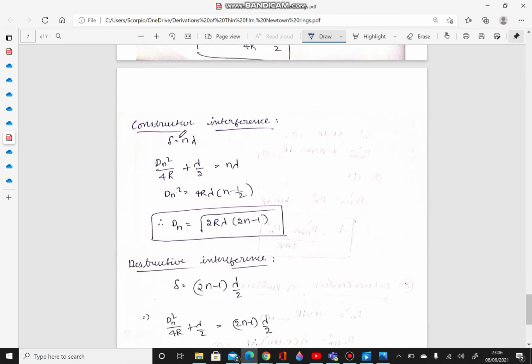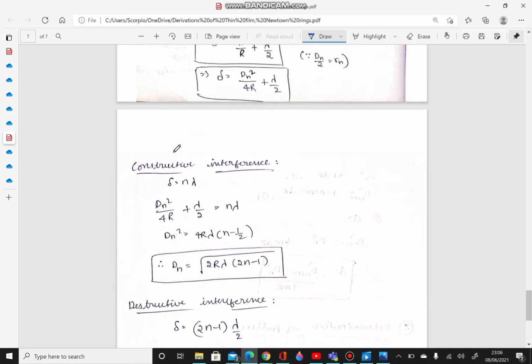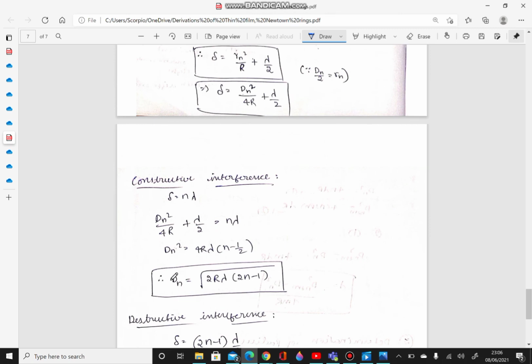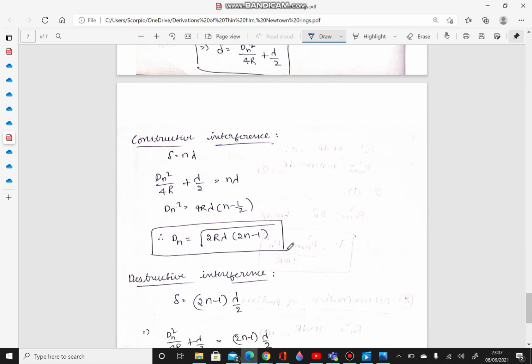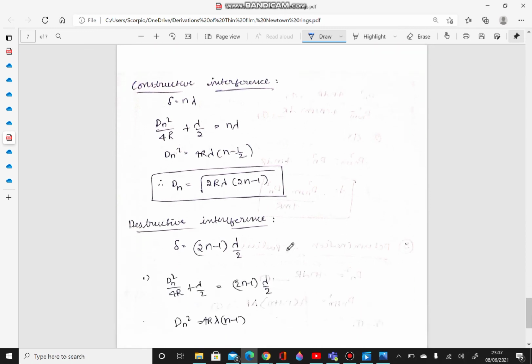And like we saw before, we will also consider the cases of constructive interference and destructive interference. Here, delta and lambda, clearly we discussed before. The path difference of constructive interference is n multiples of lambda, and on substituting this value in the equation we obtain the diameter of the Newton ring, which is equal to root of 2R lambda into 2n minus 1.